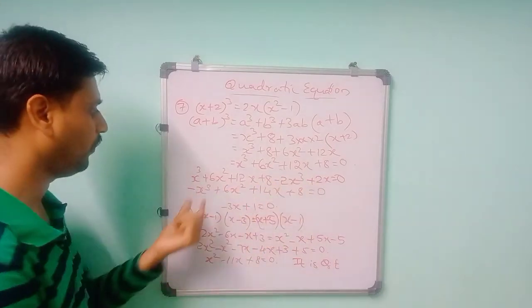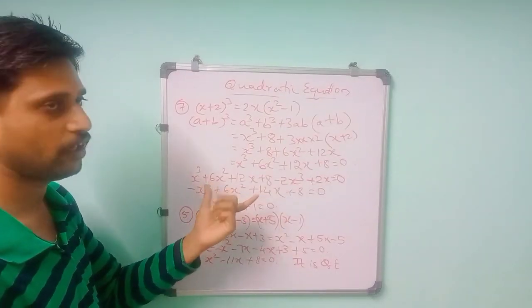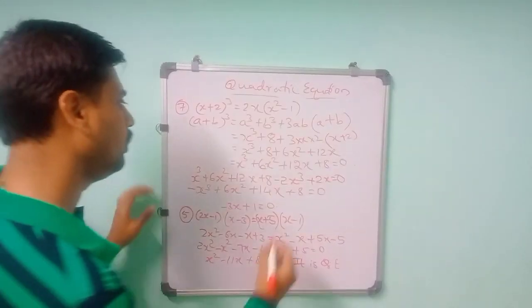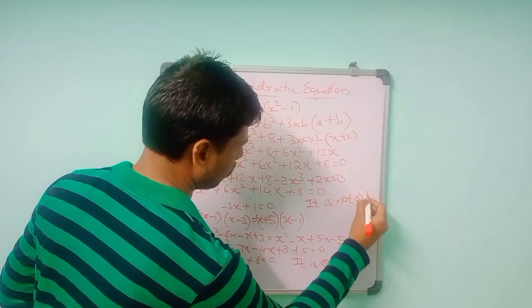So the final equation is in the form ax cube plus bx square plus cx plus d. It is cubic, but for a quadratic it should contain degree of 2. So it is not a quadratic equation.